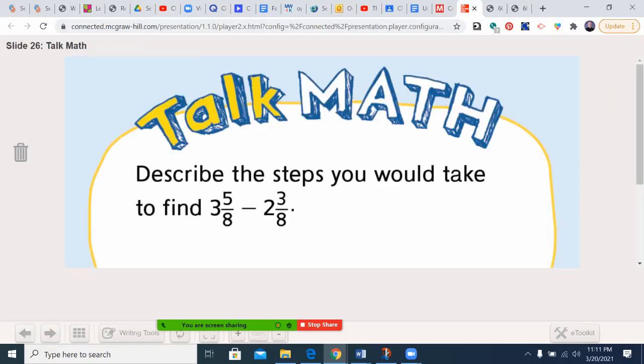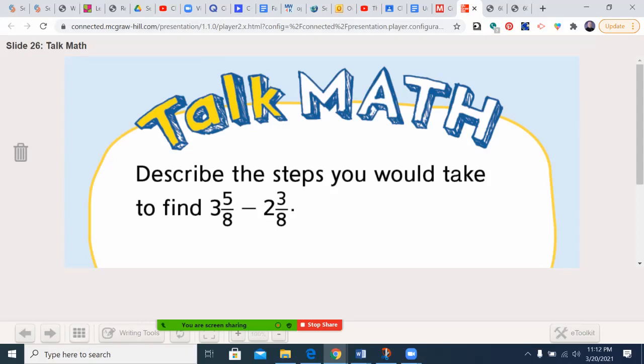Oops. Back that up. Describe the steps you would take to find 3 5/8 minus 2 3/8. I would subtract my fractions. 5 minus 3 is 2, so 2/8. 3 minus 2 is 1, so I get 1 2/8. Now I simplify to 1 1/4.